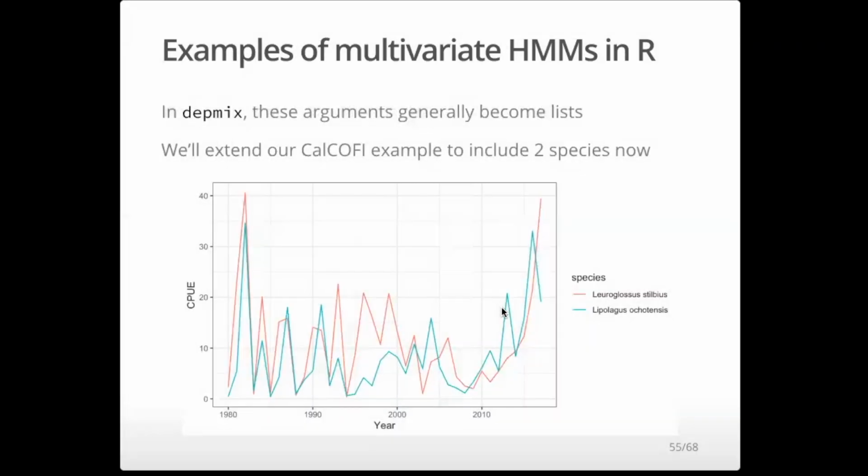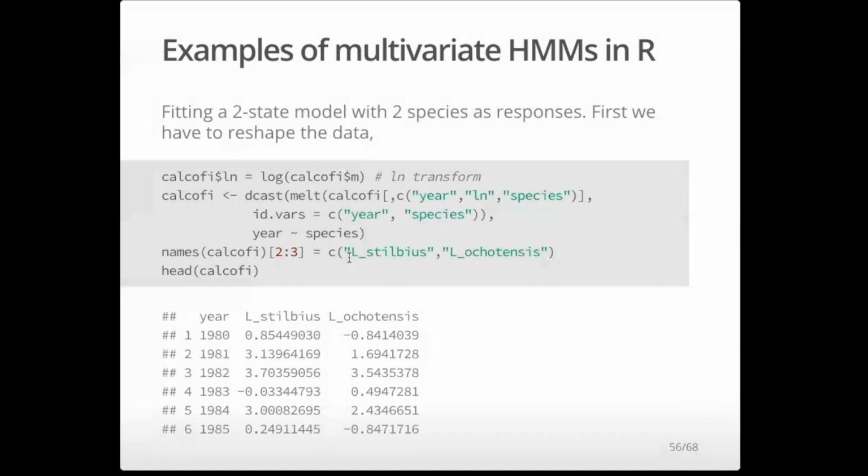If we want to apply these as a two-state example, we can extend the Cal-Coffee example from before to just include a second species. In this case, it's one that tends to be pretty correlated with our initial smooth tongue example. Not getting into the data too much, we're just going to create a data frame with that second species where we have observations in each year.